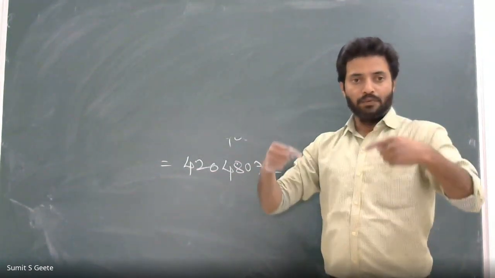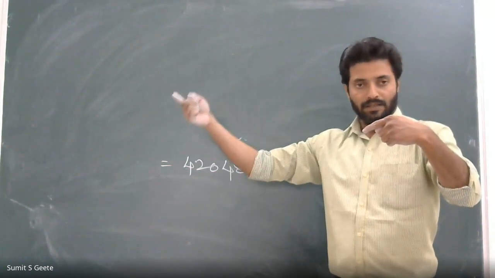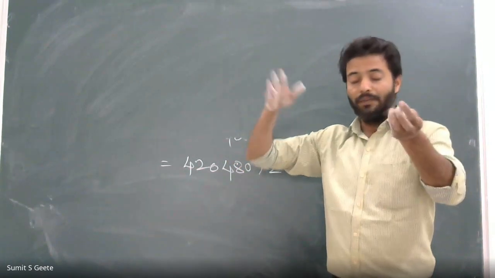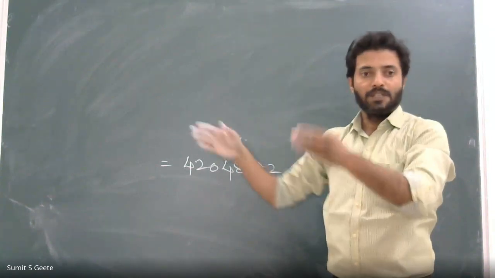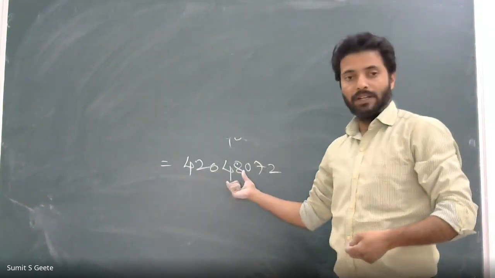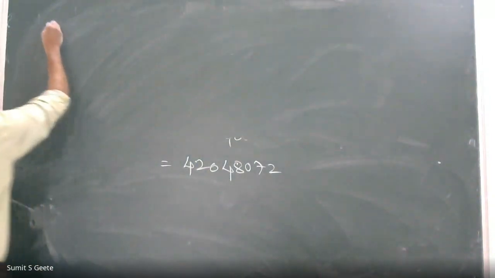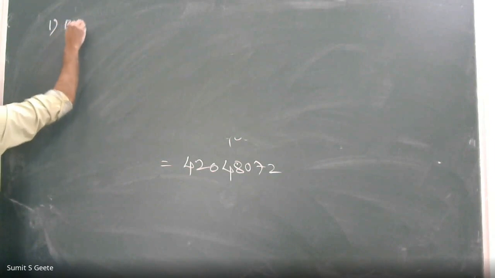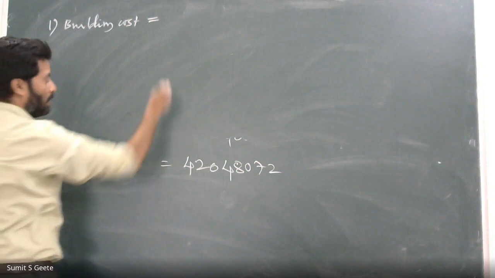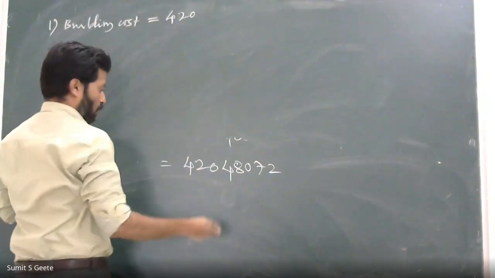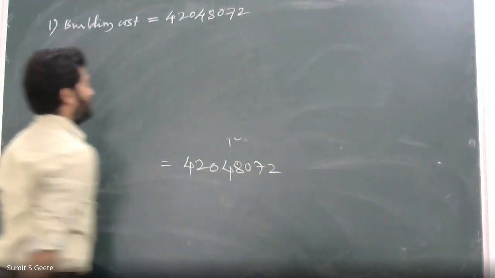Means we are going to take the percentage of electricity, percentage of plumbing, means the costing of plumbing, electrification, sanitary with respect to this building cost. So this is the building cost. The first point is building cost. What? It is 420487072. This is building cost.